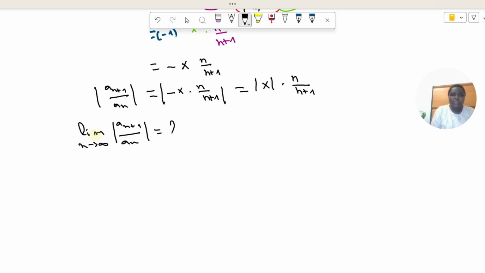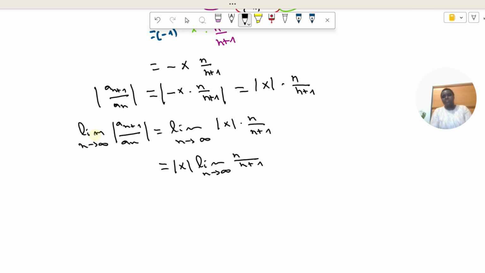This will be equal to the limit when n tends to infinity of the absolute value of x times n over n plus 1, and this is equal to the absolute value of x, because the absolute value of x does not contain n, so we can isolate it, then times the limit when n tends to infinity of n over n plus 1. So we have a polynomial in n in the numerator, and also a polynomial in n in the denominator, with the same degrees.